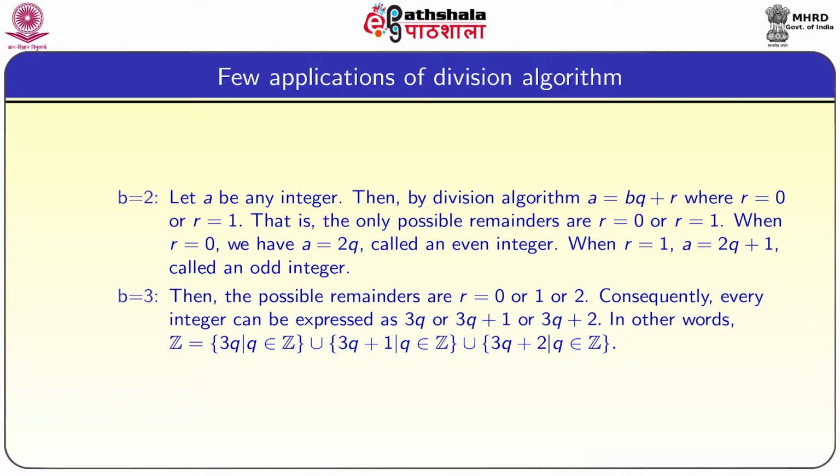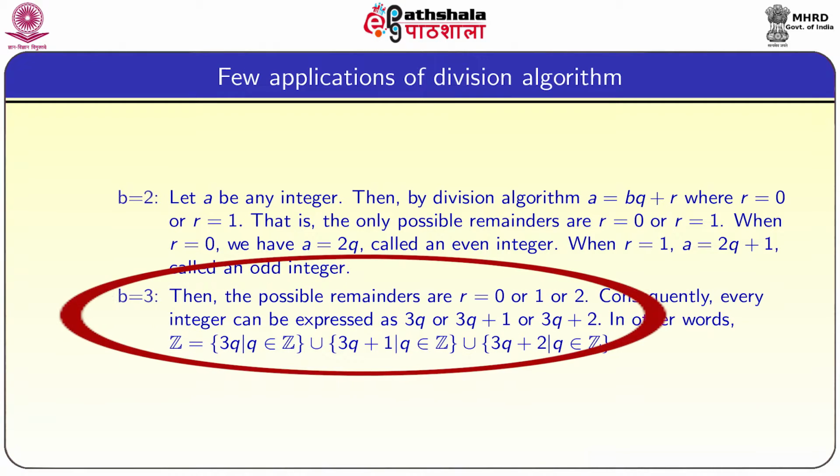In A equal to BQ plus R, first we will start with, let us take B is equal to 2. Let A be any integer, then by division algorithm we have A is equal to BQ plus R, where R is equal to 0 or R equal to 1. So, the only possible values for R are 0 or 1. When R is equal to 0, we have A is equal to 2q, called an even integer. When R equal to 1, we have A equal to 2q plus 1, called an odd integer, which we are familiar with. So, by taking B is equal to 2, we will end up with even integers and odd integers.